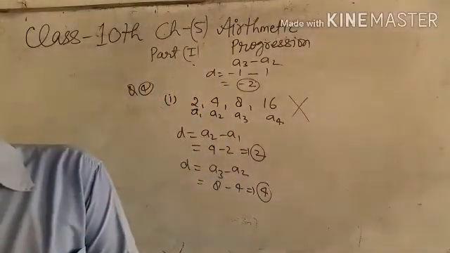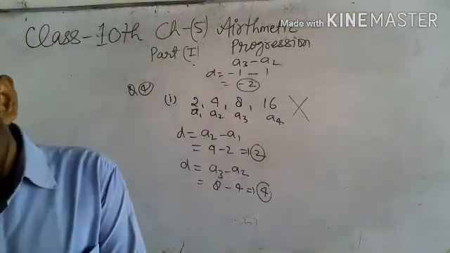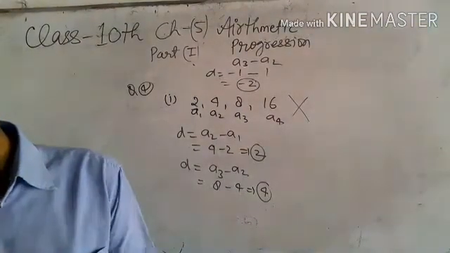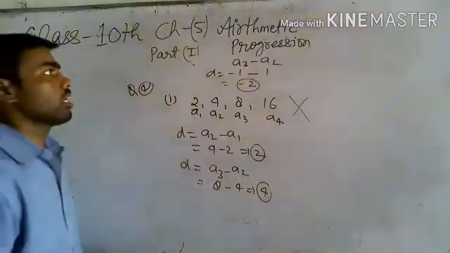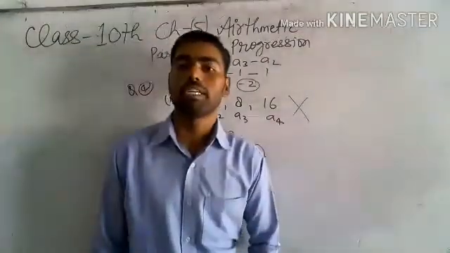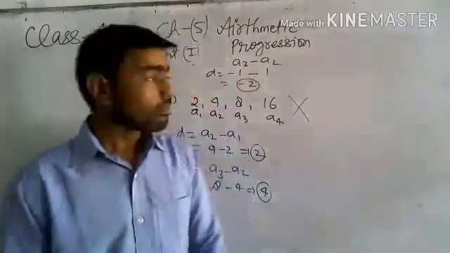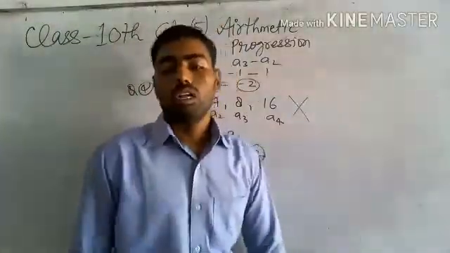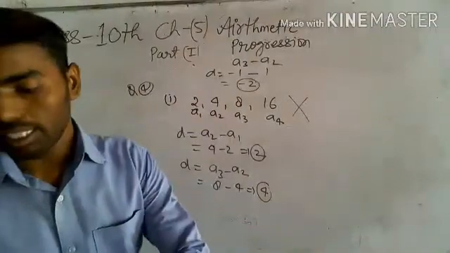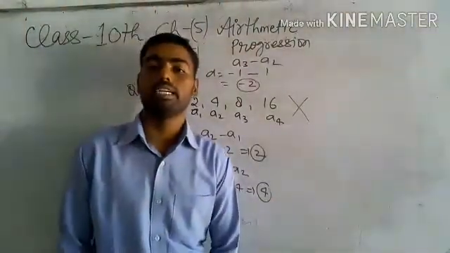Similarly, question number 4 parts 2, 3, 4, 5, 6, 7, 8, do yourself. So this is the complete explanation about arithmetic progression and we solved exercise 4.1 questions. Next is exercise 5.1, and thank you.